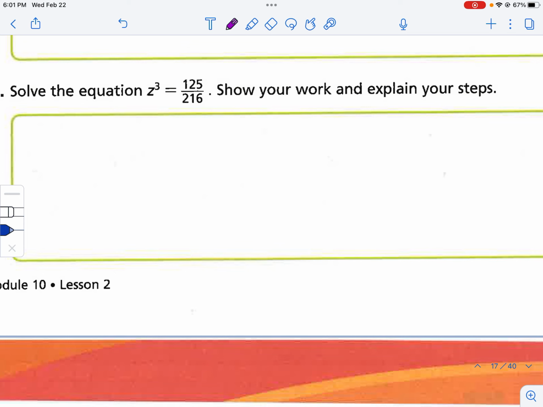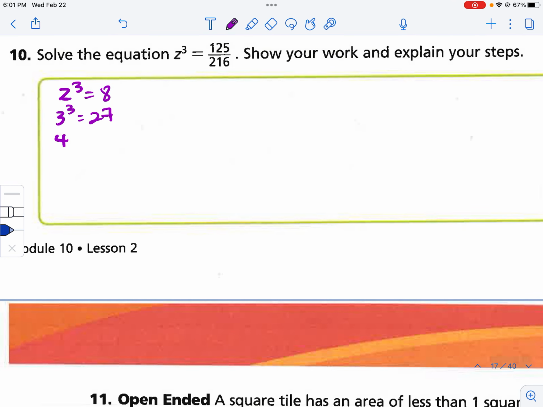Okay? So 2 cubed equals 8. 3 cubed equals 27. 4 cubed equals 64. 5 cubed, 5 times 5 times 5 is 125. 6 cubed would get 36 times 6. That gets 6, that's 3, that's 8, 18, 20, 21. Oh, 216. Look at that.